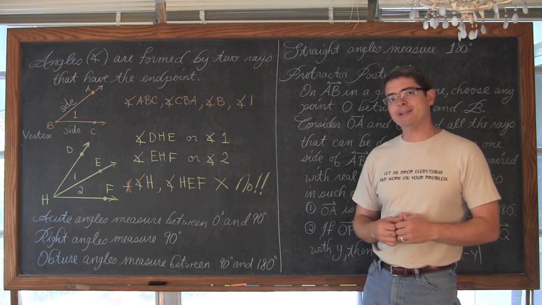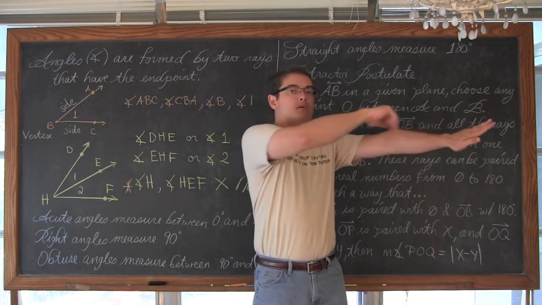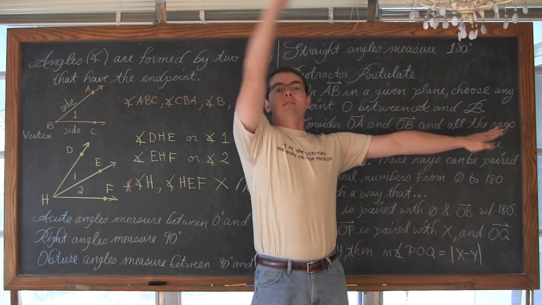Obtuse angles measure between 90 and 180 degrees. So we have 0, we have 90, anything in between is acute.